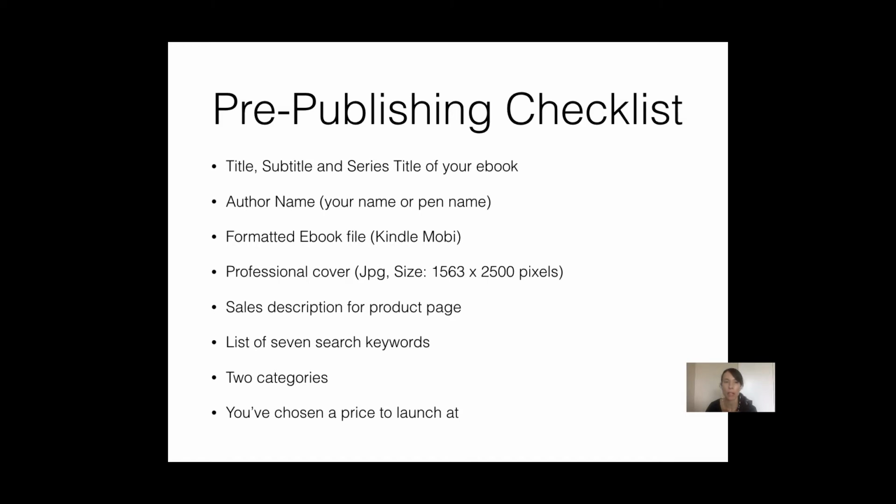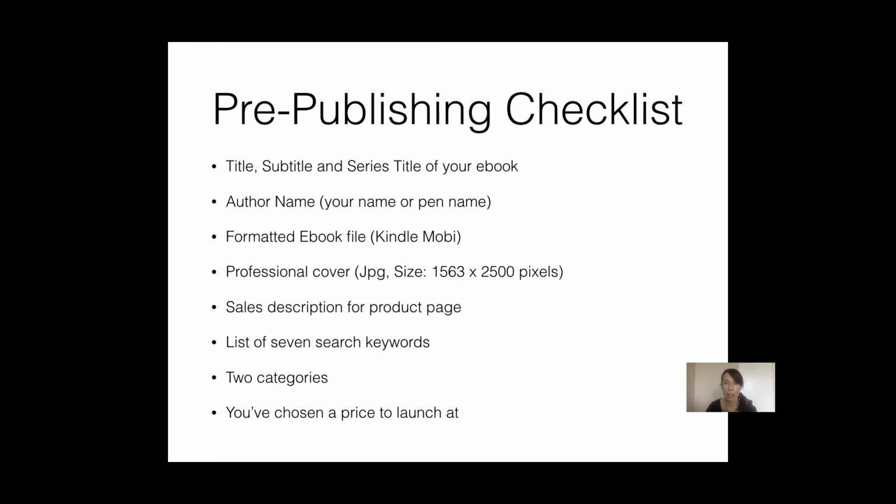Next, you're going to want to have your cover ready. So this is your professional ebook cover. It's best to have a JPEG for this cover, and the size that works best for Kindle, for KDP, is 1563 by 2500 pixels.